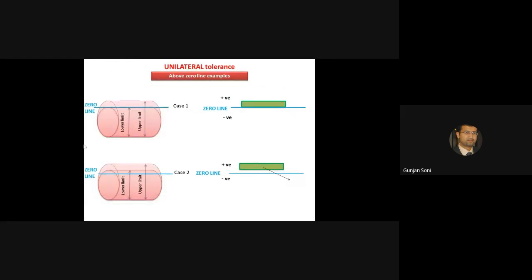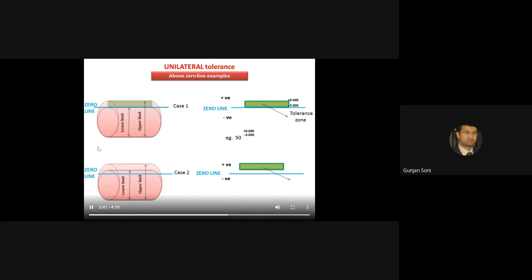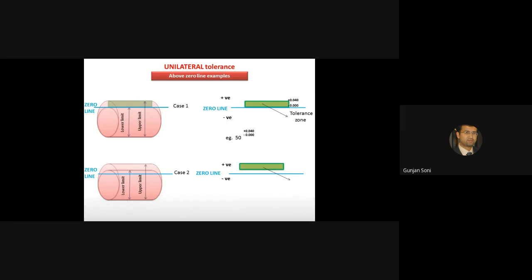Unilateral tolerance above zero line example. Here you can see this is tolerance zone which is above zero line and touching the zero line. For basic size 50, upper deviation is 40 micron and which is shown in tolerance zone. In case 2, the tolerance zone is also above zero line but not touching the zero line.